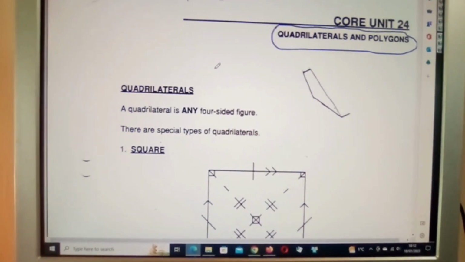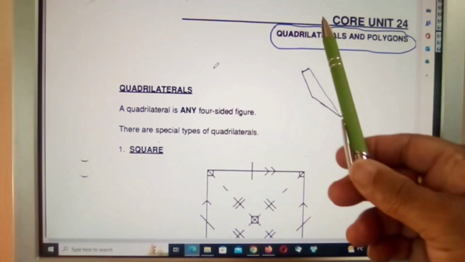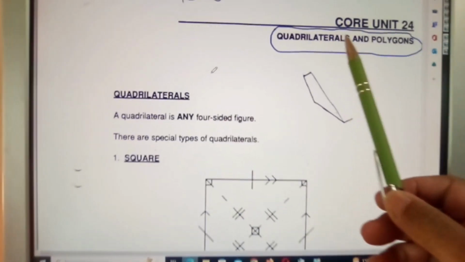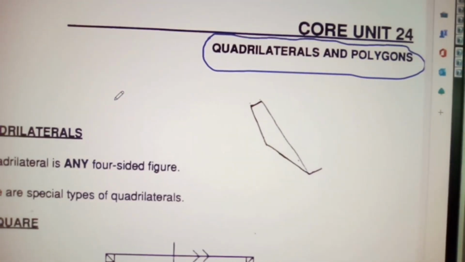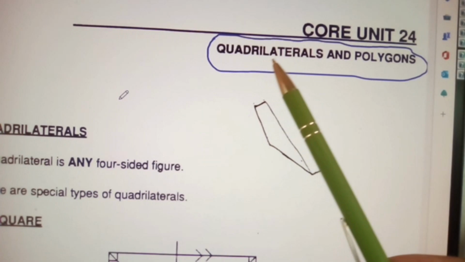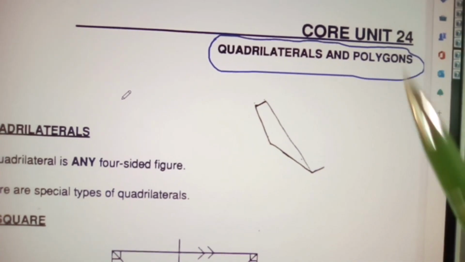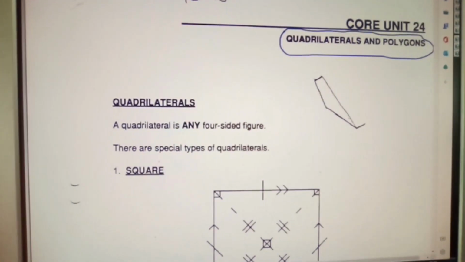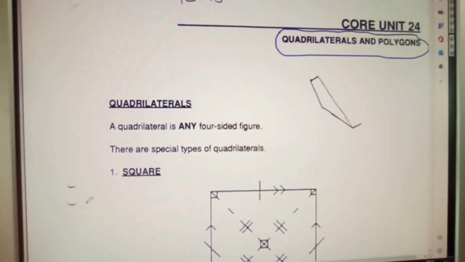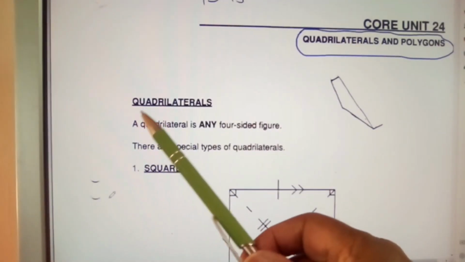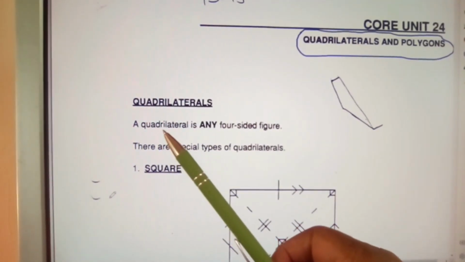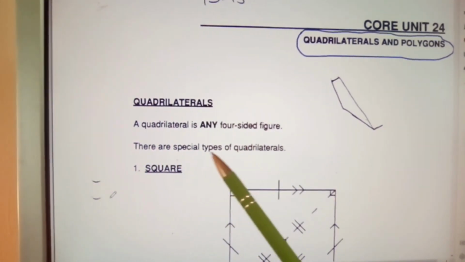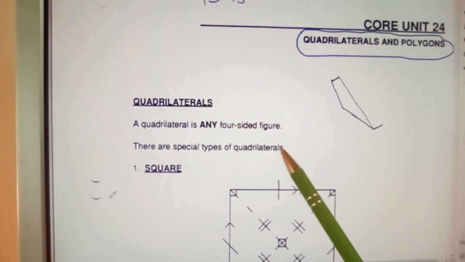Okay, welcome back. Now, what I want to look at today is quadrilaterals and polygons. Let's just make sure you can see this clearly. A quadrilateral is any four-sided figure. There are special types of quadrilaterals.